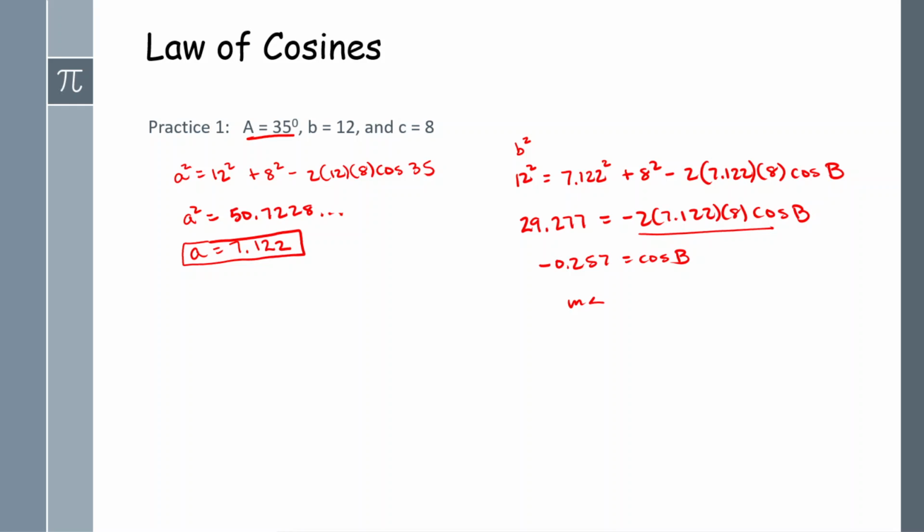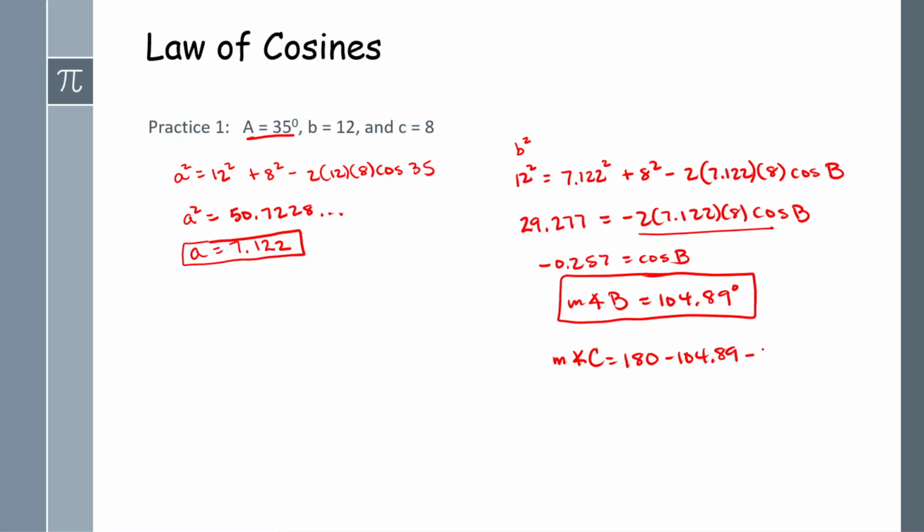And that'll give me the measure of angle B as 104.89. And then I can find my last angle simply by subtracting from 180. And so angle C is 40.11 degrees.